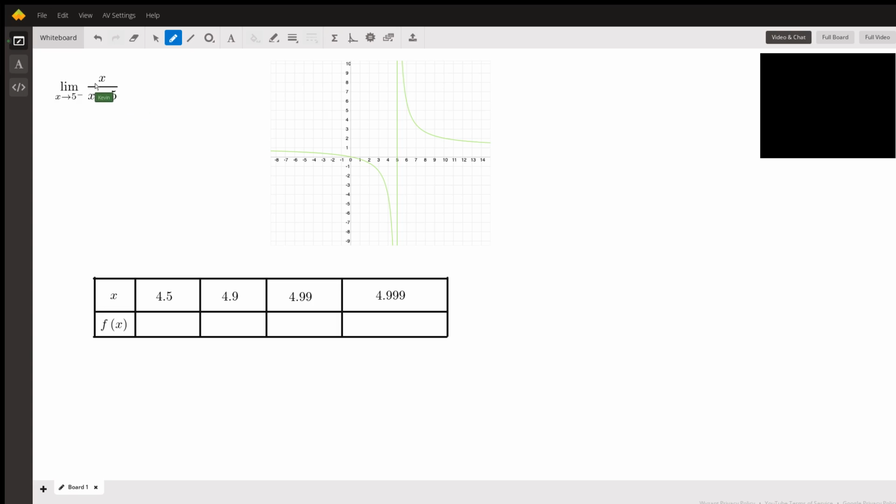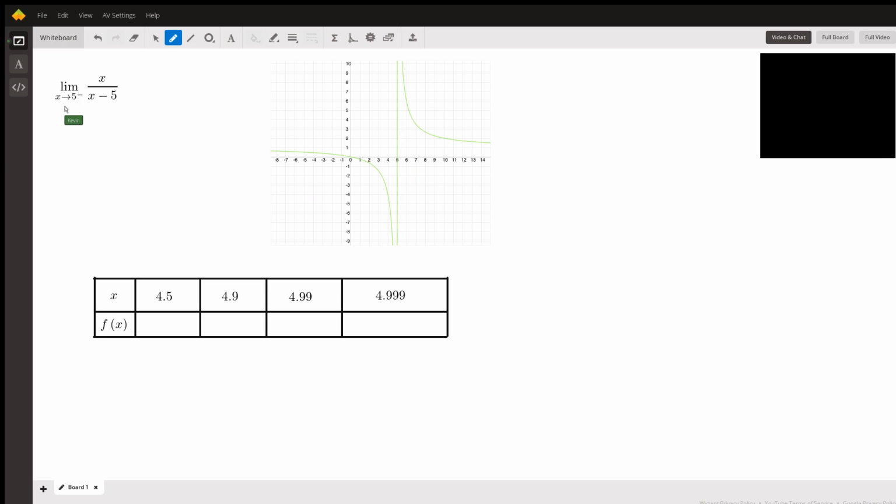So you have to think about what this function is doing at x equals 5. From pre-calc, you should know that we have a vertical asymptote in our function when our denominator equals 0. So we plug in 5, we get 0 in our denominator. That should give us a vertical asymptote at x equals 5. If you take a look at our graph over here, you can see the vertical asymptote happening at x equals 5. So our function does not exist there.